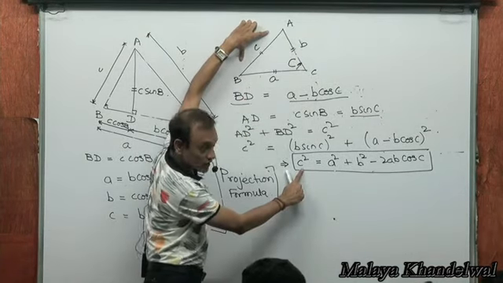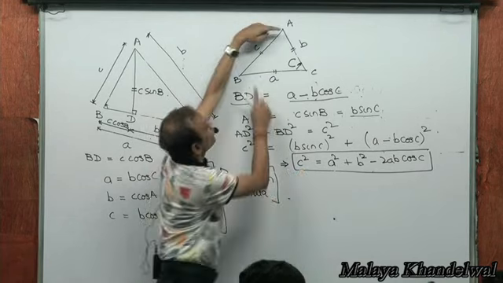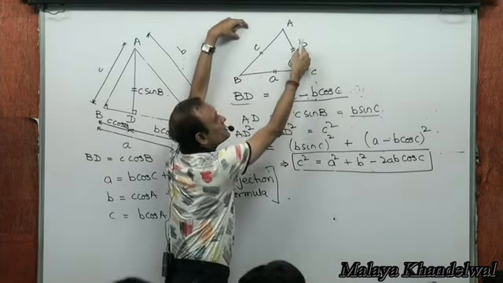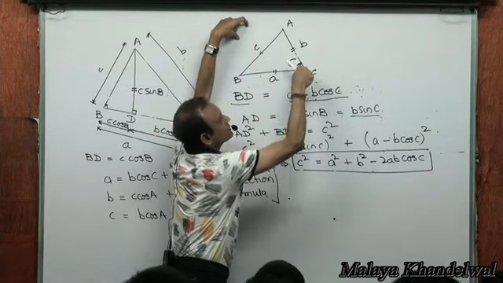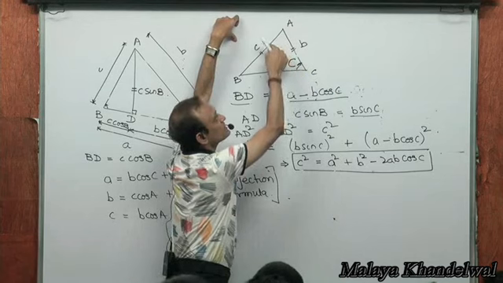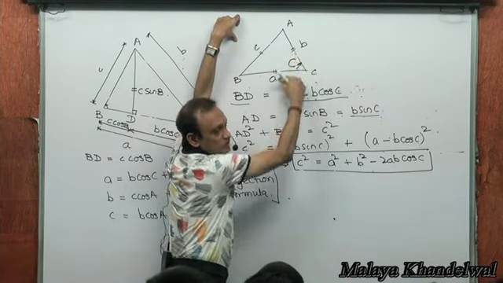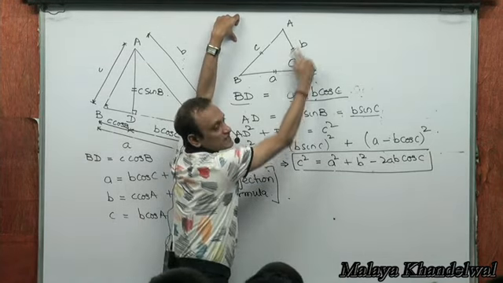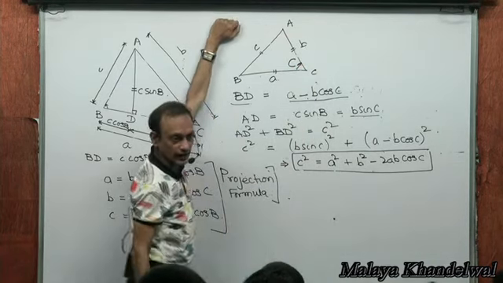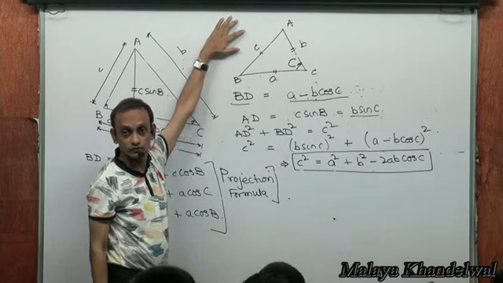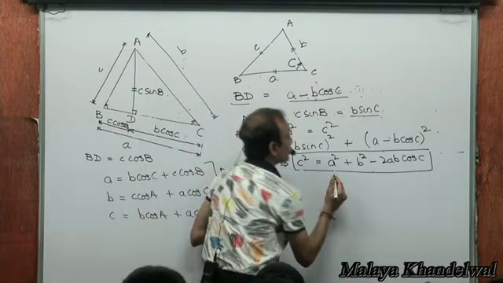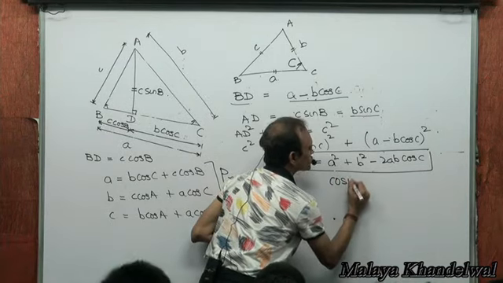Square of any side of a triangle, c squared, would be the sum of the squares of the other two sides, a squared plus b squared, minus twice the product of these two sides into cosine of the included angle. That's how you want to read this. Yes or no? And this rule is called the cosine rule.